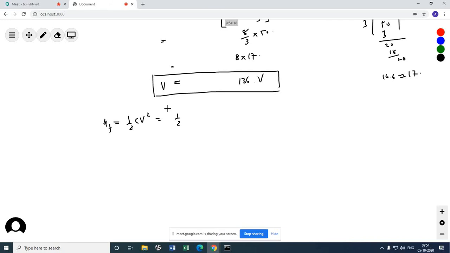I don't know the capacitance, and I am lazy to calculate it. So how do I do it? Q equals CV. So C can be written as Q by V, because charge will remain the same. So I can write half C V squared as half times Q by V into V squared. V gets cancelled, so I get half QV. This is another expression of potential energy.